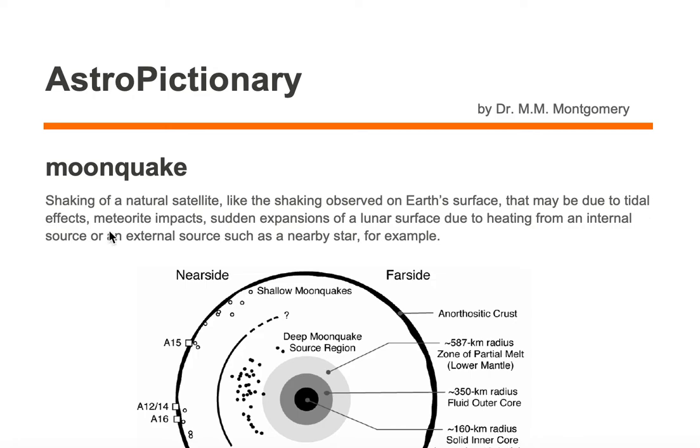There could be a tidal effect. There could be a meteorite impact, or there could be a sudden expansion of the lunar surface due to heating from an internal source or an external source such as a nearby star.